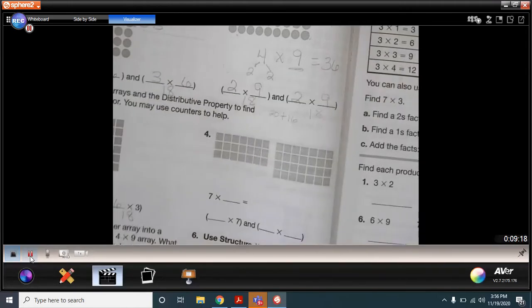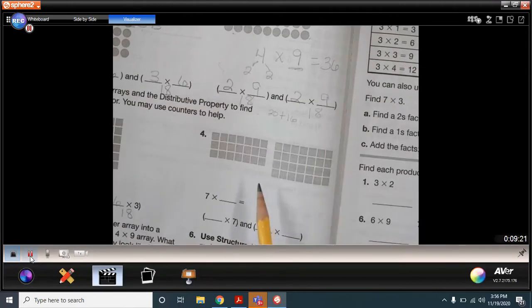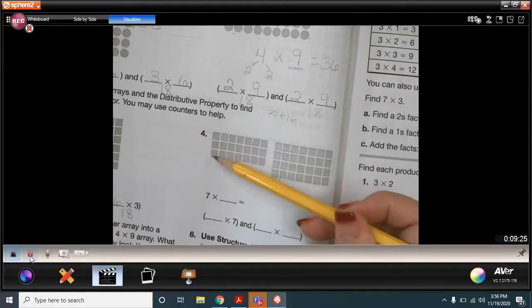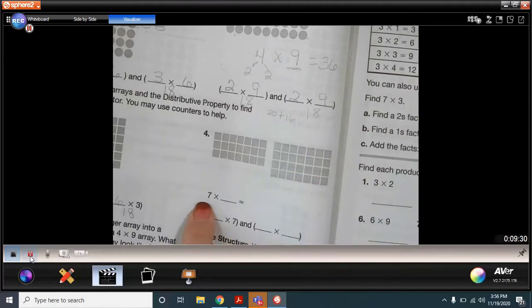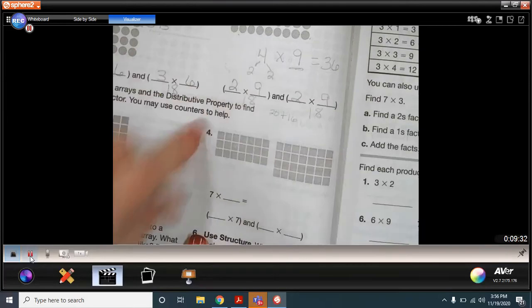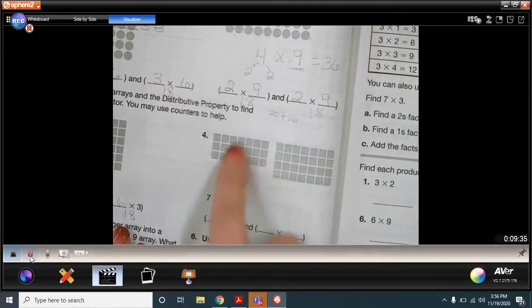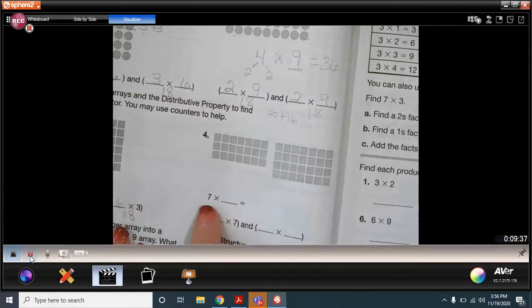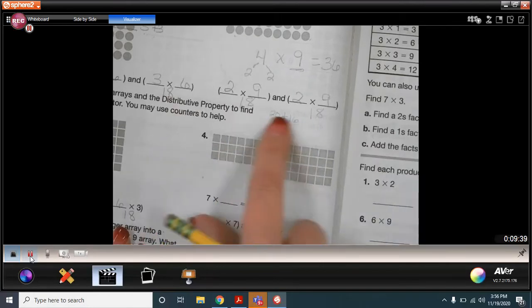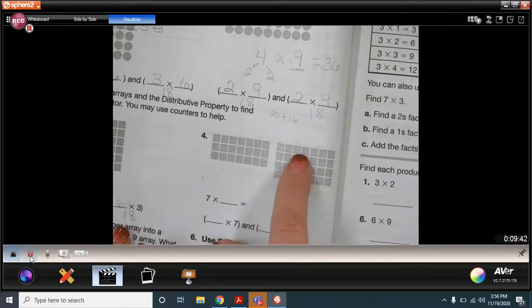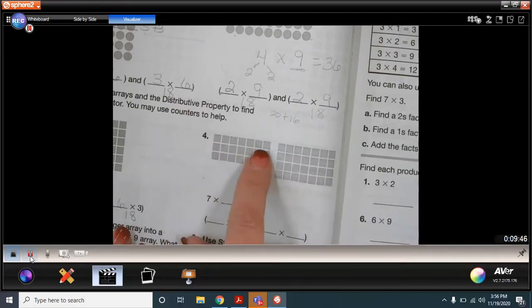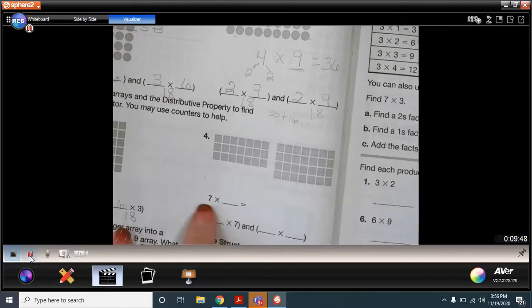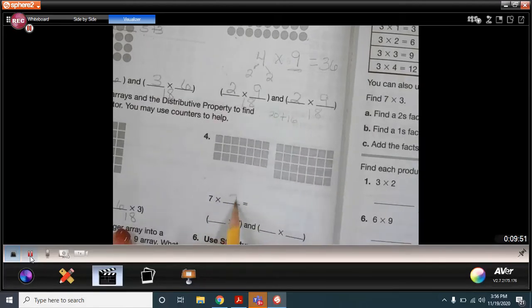Same thing for number 4. They've torn it apart already for us. So you count the rows: 1, 2, 3, 4, 5, 6, 7. That's your first factor here. Pretend that they took the top off of here and put it to the side. That's where they're getting that 7 rows. So if I were to take this and put it back on top, there would be 7 rows with 7 in each row. So 7 rows with 7 in each row.